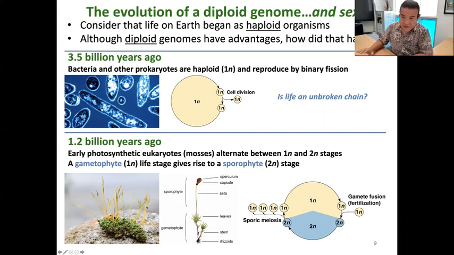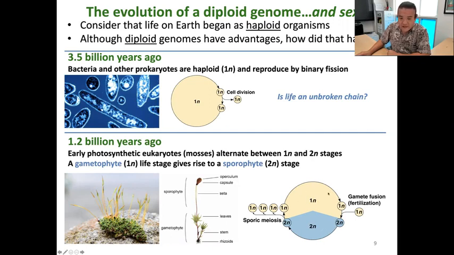Technically, these are not flowers, because flowering plants came much later, hundreds of millions of years later. What you're actually seeing are the two different life stages of the moss, the 1N and the 2N. Right? The one stage we call the gametophyte stage. This is the 1N stage.